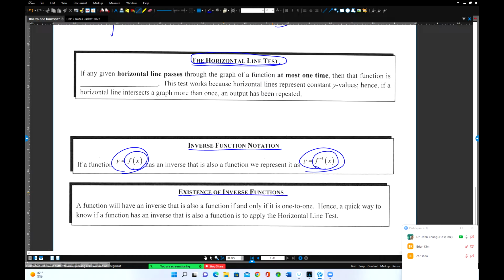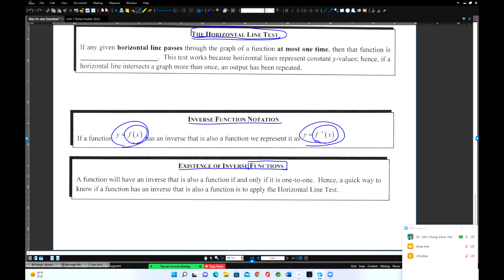Existence of inverse function. Inverse is a function. What is that? If the original is a one-to-one function, its inverse is always a function. That's it. A second one, I'm going to explain this one more time, using the graph.